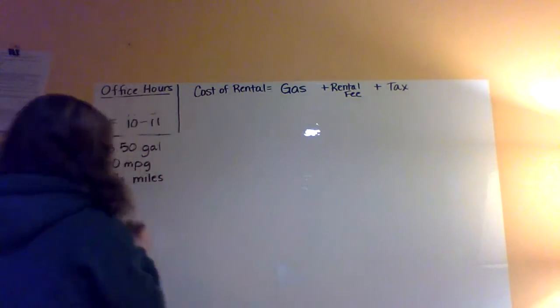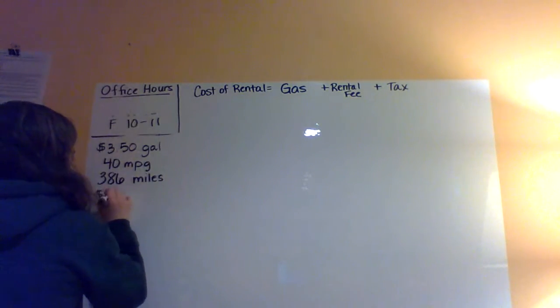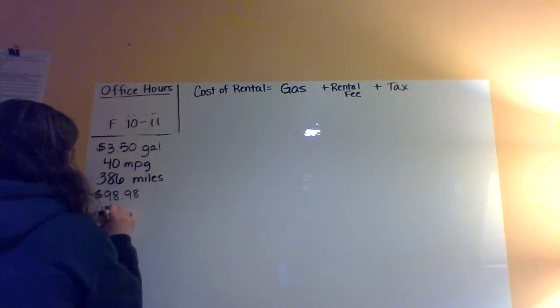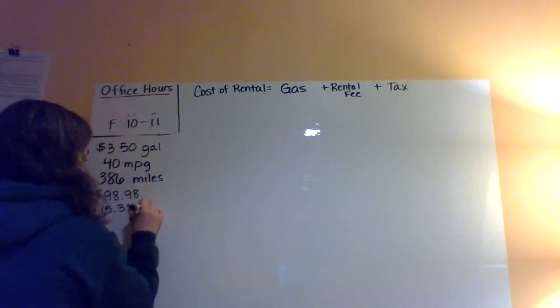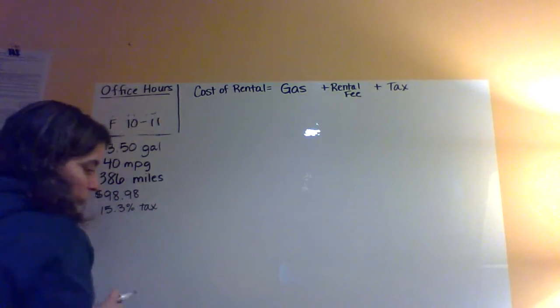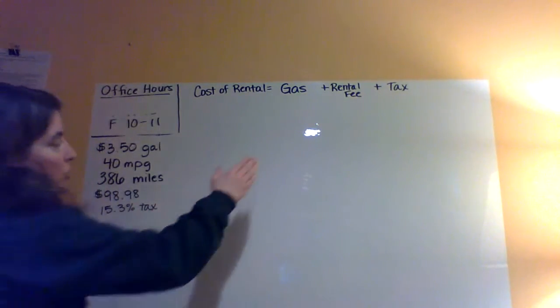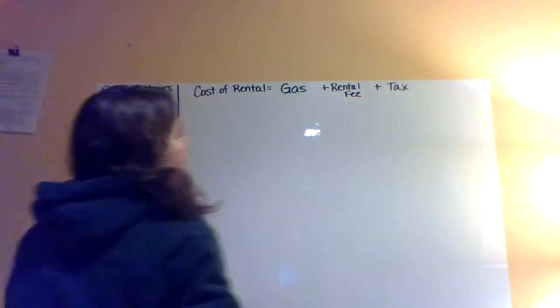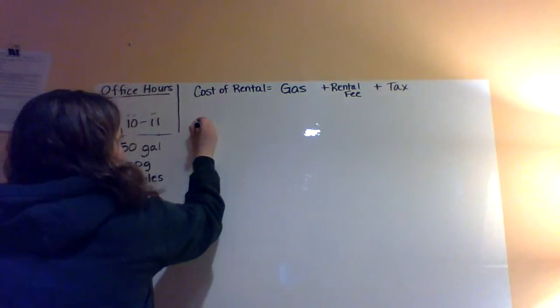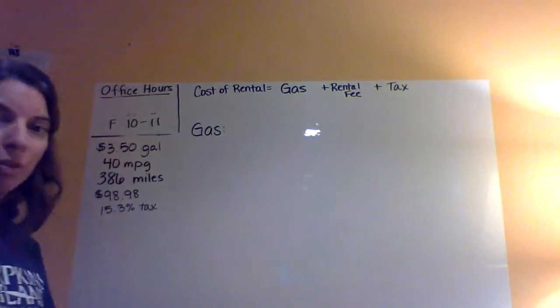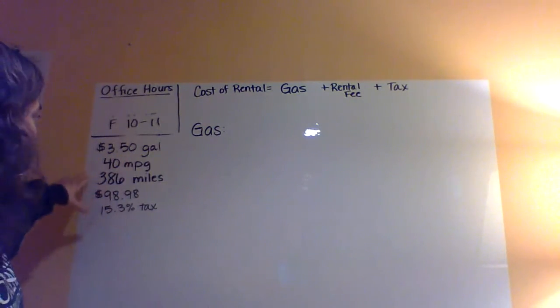Some other information is the price of the rental car is $98.98, and there's 15.3% tax. Okay, so we need to figure out each of these portions of the cost. So gas is going to be very similar to what we did before. The only difference is the number of miles.